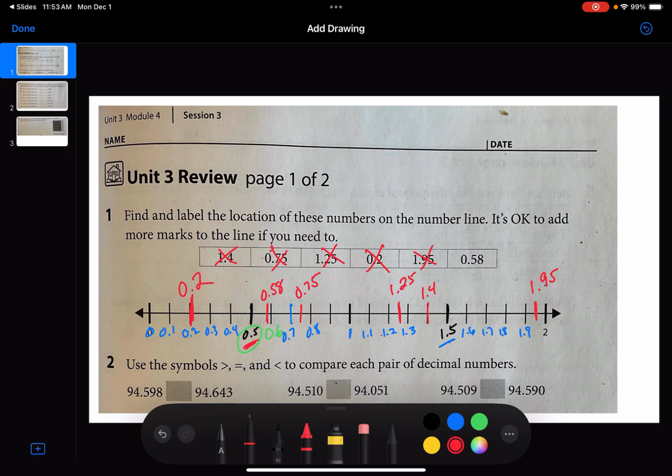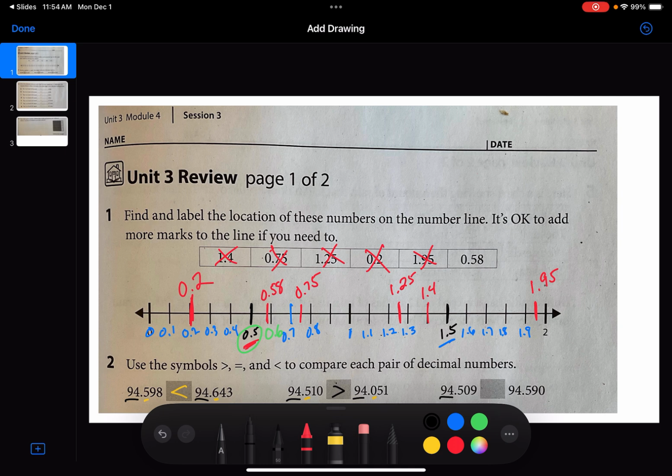Number 2, use the symbols greater than, equals, and less than to compare each pair of decimal numbers. Okay, so as I'm looking at these, I see that they're both 94, but then I can see that this is 5/10 and this is 6/10. So 5/10 is less than 6/10. When I look at the next set of numbers, I see 94 and I see 94. And now I see that this is 5/10 and this is no tenths. So 5/10 is always greater than 0/10.